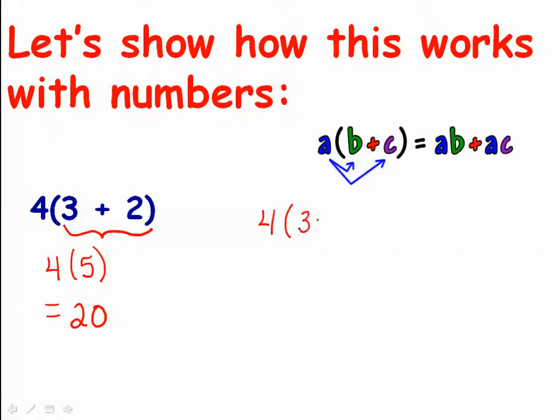So if I were to use the distributive property, I could multiply 4 by 3 and 4 by 2. So 4 multiplied by 3 is 12. 4 multiplied by 2 is 8. And then I should add those answers together. And 12 plus 8 is 20. Notice that I did this problem two different ways and I got the same answer. So it really doesn't matter which method I use.